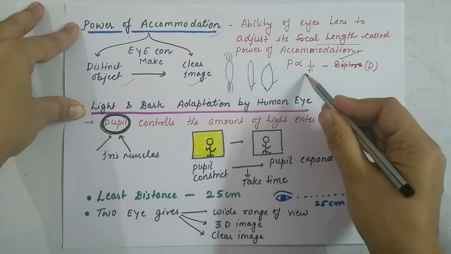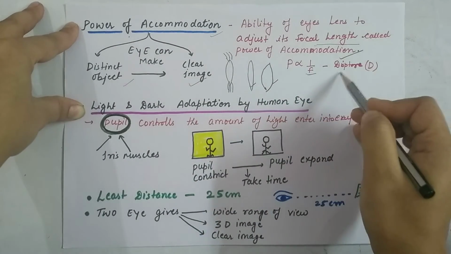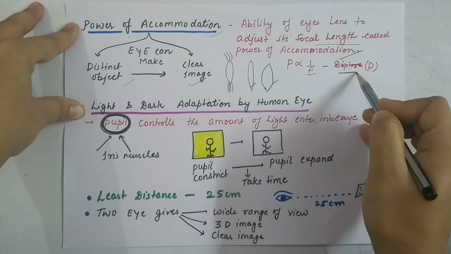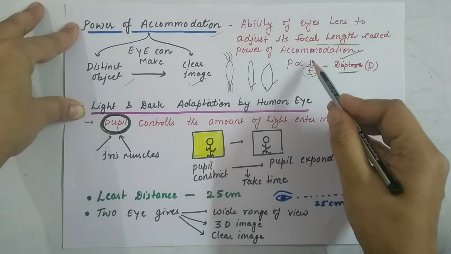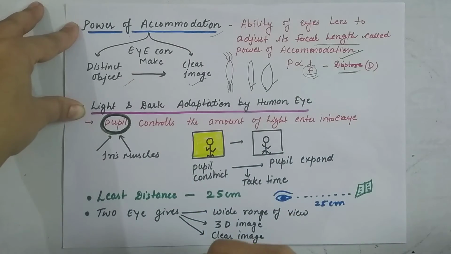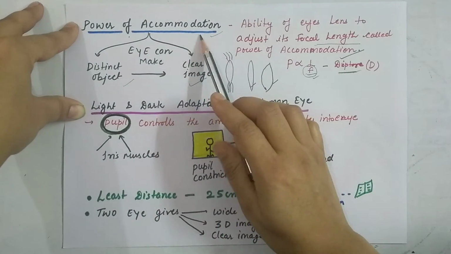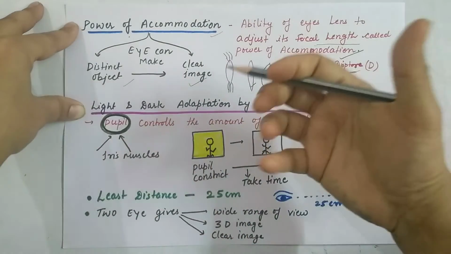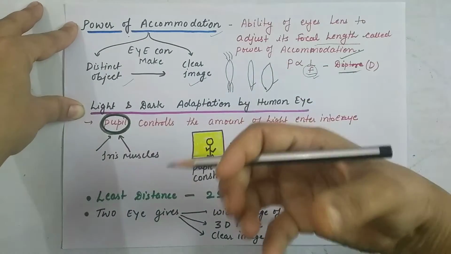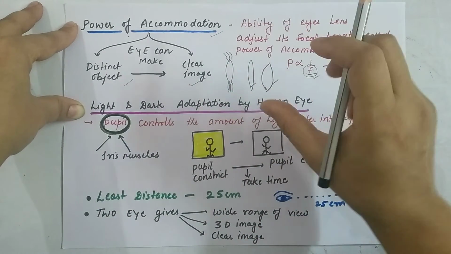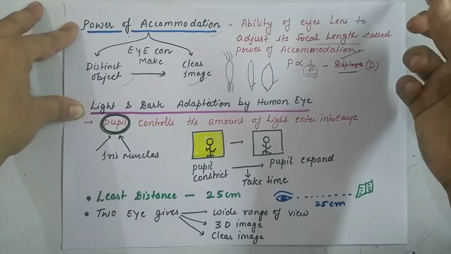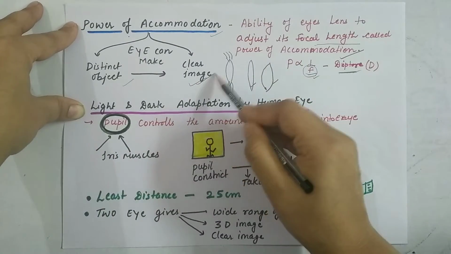And we know that the power of the lens is measured in diopters, and it is inversely proportional to the focal length. So basically, power of accommodation tells us how far the object is and how we can change the size of the lens so that it can adjust the focal length and we can see a clear image.